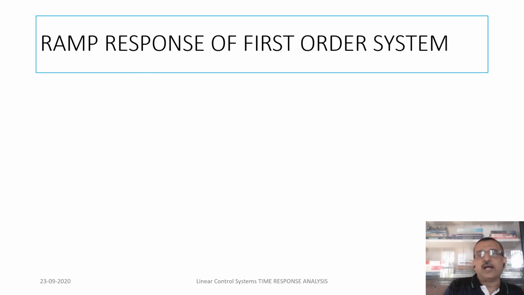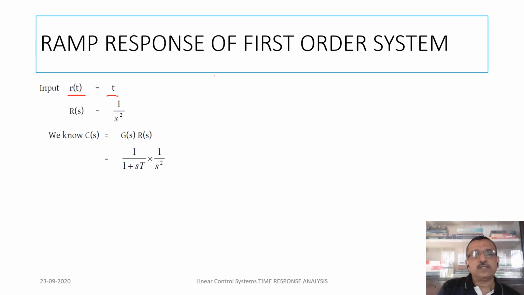Now let's look at the ramp response of a first order system. The input is a ramp. I hope all of you know this. Forget control system for a moment. As engineers, you may go into various things, but wherever you are, you should know that function: r of t is t. That means as t increases, the input is increasing. We know the Laplace transform of t is 1 by s square, so R(s) is 1 by s square.